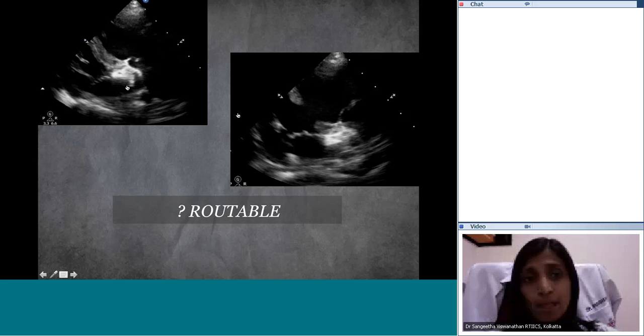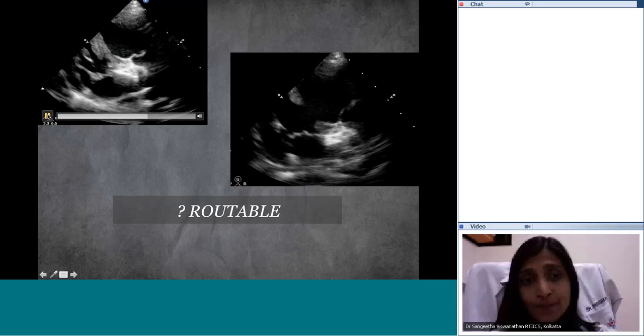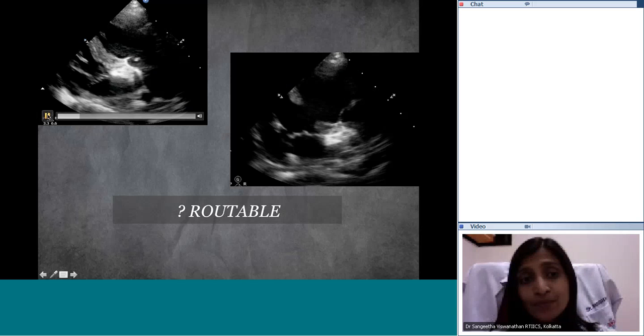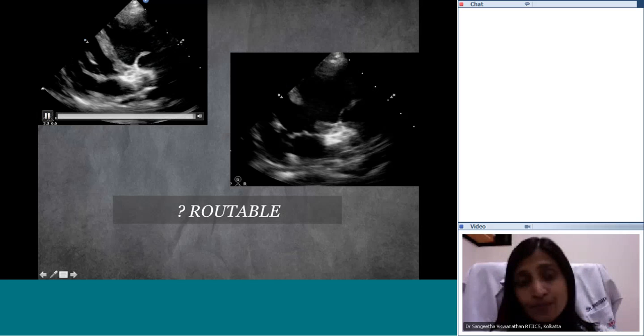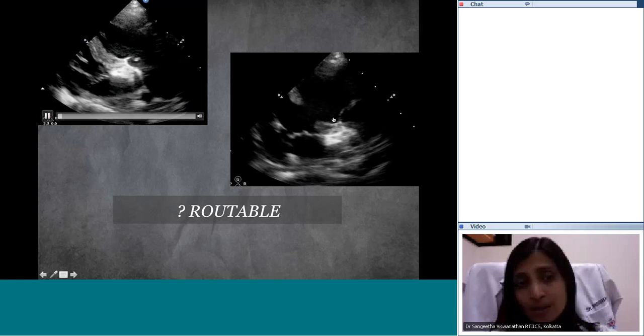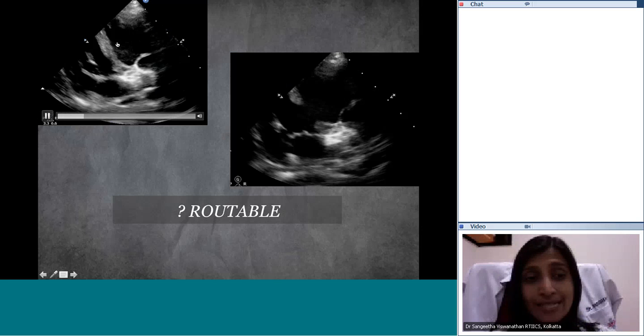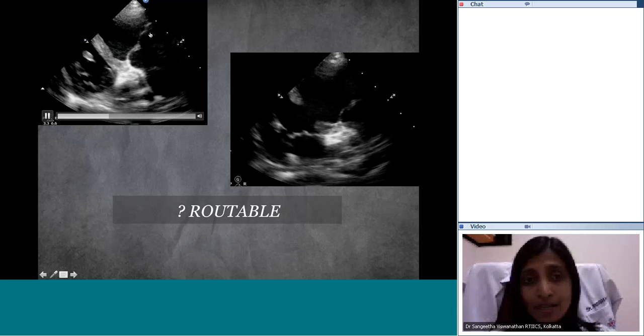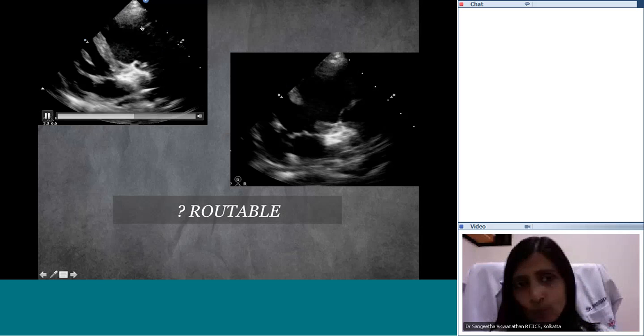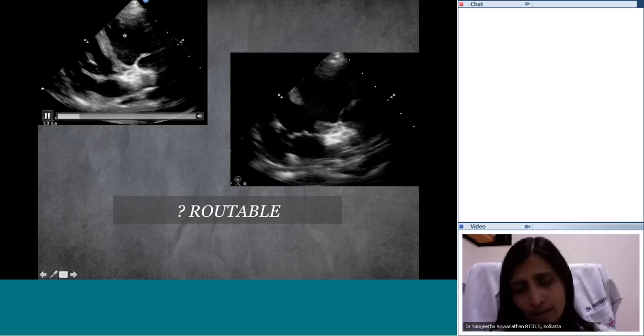Now, very same patient, question of routability. So this is the aorta, okay, that you can see. And on this image, you can't really see the VSD to be routable to the aorta.